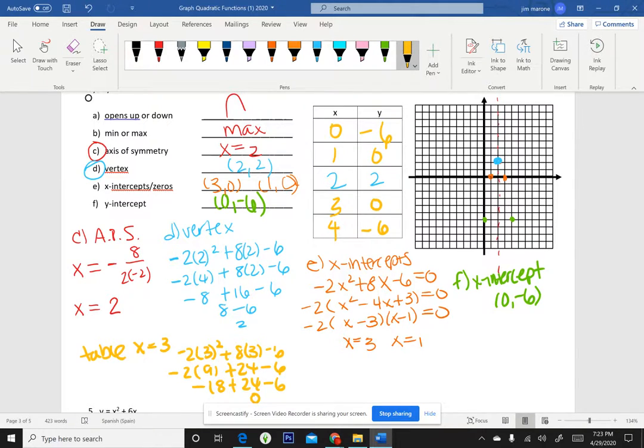Then I'm going to look to my graph and see if I can plot that. Well, 0, -6 is already plotted. 1, 0 is already plotted. 2, 2 is already plotted. 3, 0 is already plotted. And then the last one is already plotted. So they're all actually already plotted by finding out the other stuff. And that looks like a really sloppy parabola. Just pretend it looks nice.